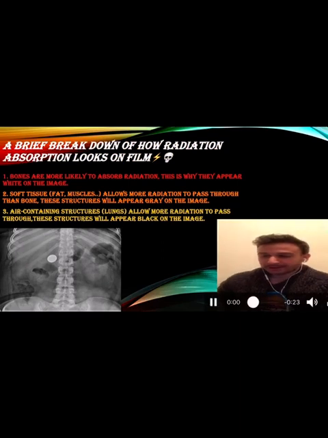Let's do a brief breakdown of how radiation absorption looks on film. Bones are more likely to absorb radiation. This is why they appear white on the image. Soft tissue, fat, and muscle allow more radiation to pass through than bone. That's why these structures will appear gray on the image. Air-containing structures like lungs allow more radiation to pass through. That's why they will appear black on the image.